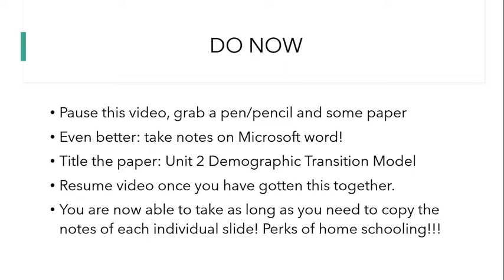So again, your do now for today is going to be grab yourself a pen, paper, or even better, open up a Microsoft Word document so you can go ahead and take notes. Pause it, come back when you're ready.